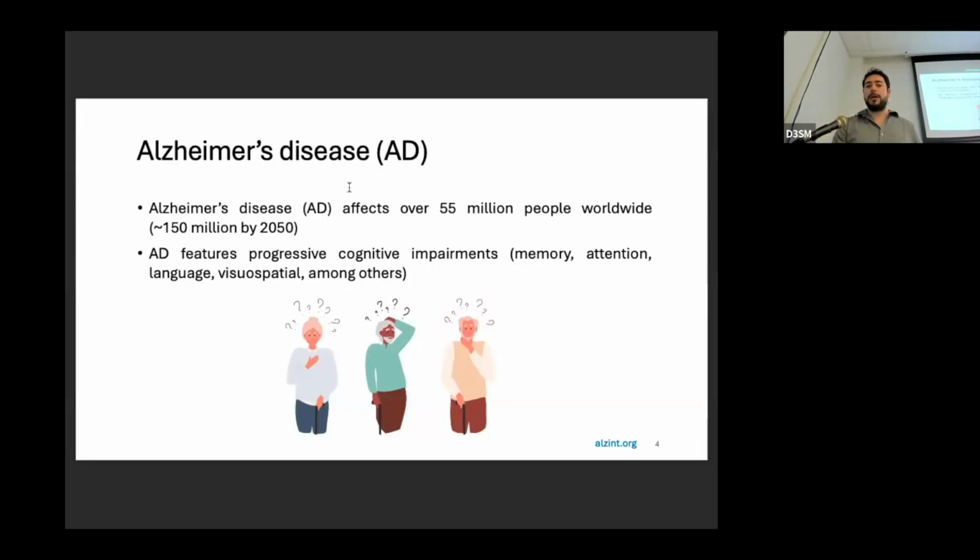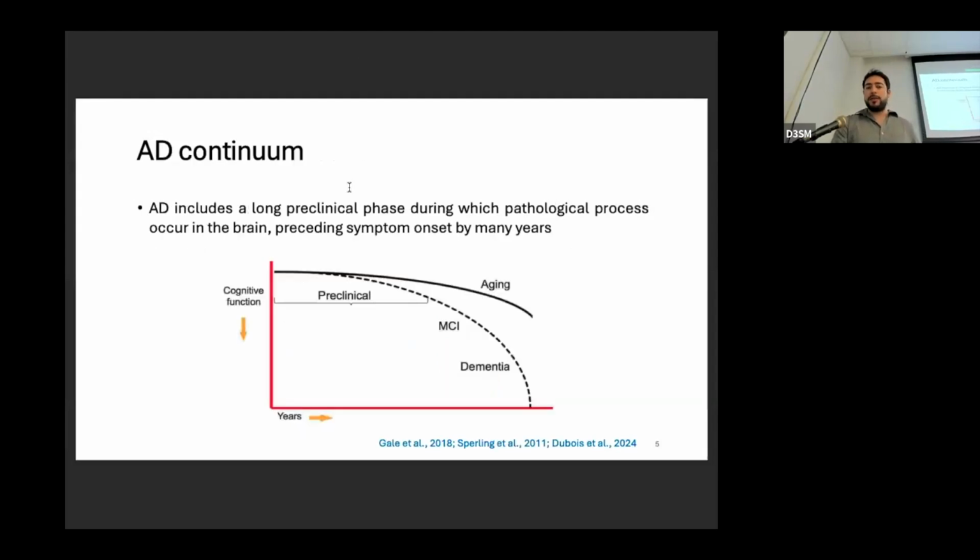Alzheimer's disease features progressive cognitive impairments that appear across multiple cognitive domains. Typically, these first manifest in memory and attention, but later extend to language problems, visuospatial deficits, and disorientation, among other symptoms that patients can present in the late dementia stages. Importantly, Alzheimer's disease is now conceived as a pathological continuum that includes a wide preclinical phase during which pathological processes take place in the brain without any manifest cognitive symptoms.